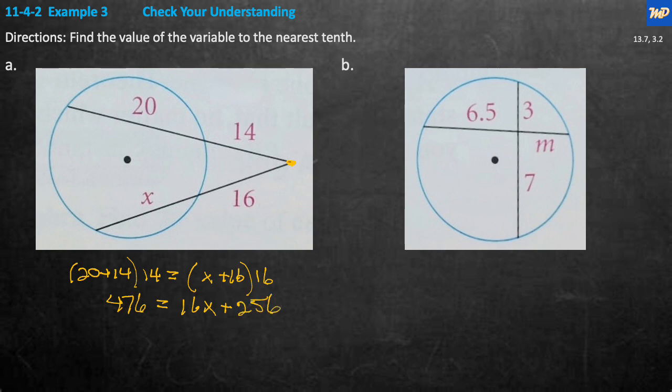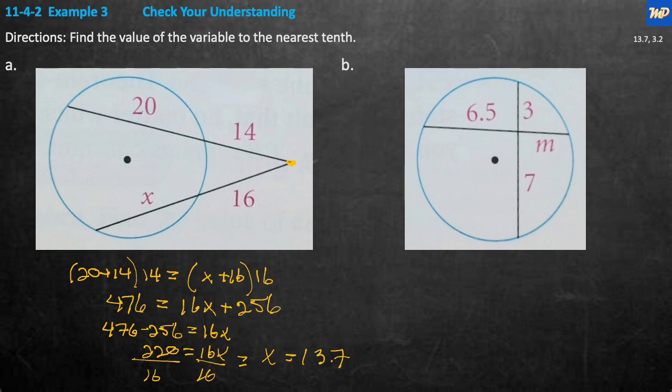So we have to get the x by itself, and we do that by subtracting 256. So 476 minus 256 is equal to 16x. So 220 is equal to 16x. Divide both sides by 16, and you get x equals 13.7.